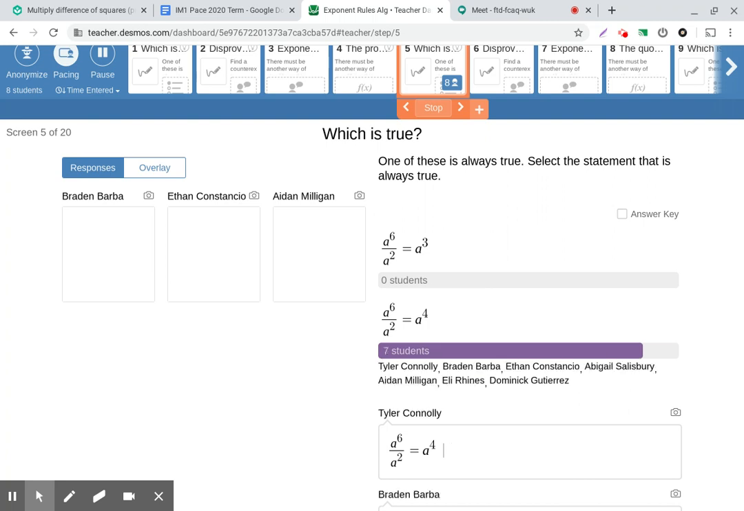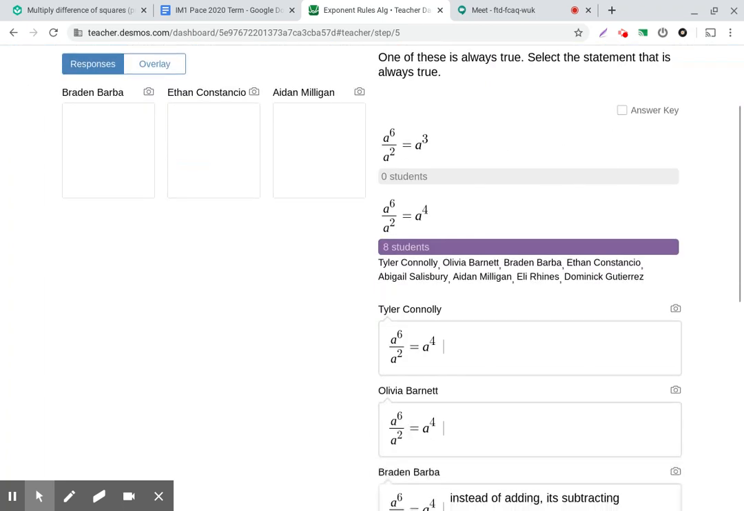Because if there's a party of A's in the top and there's 6 of them, and there's a party of A's in the bottom, there's 2 of them. That means 2 of them cancel out.